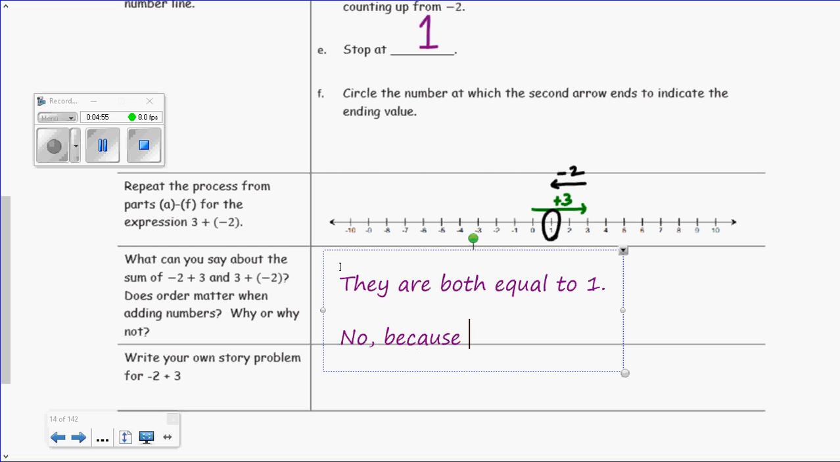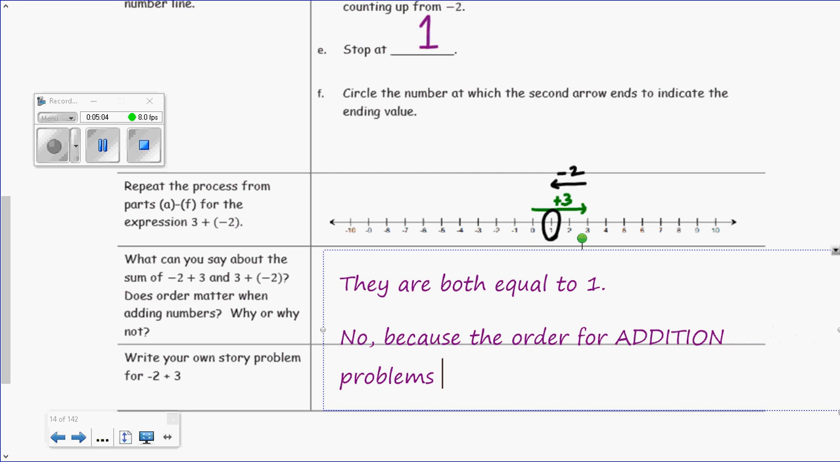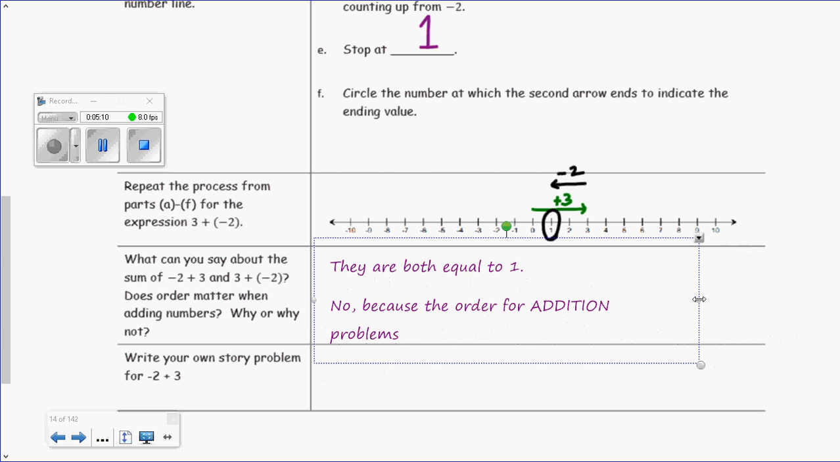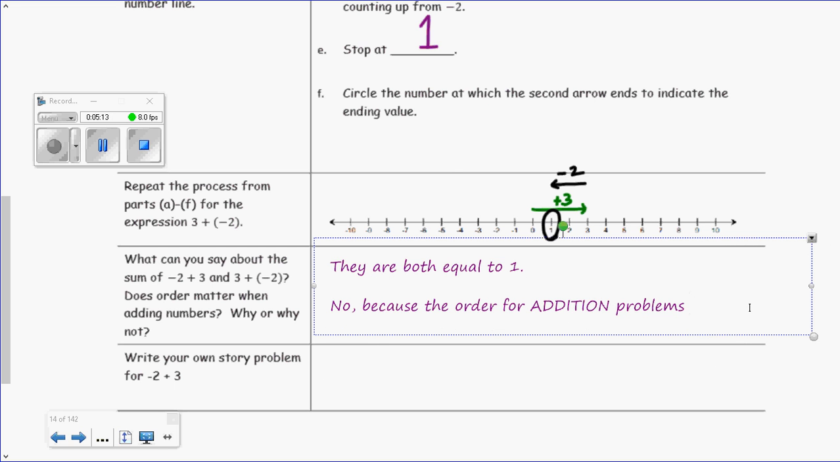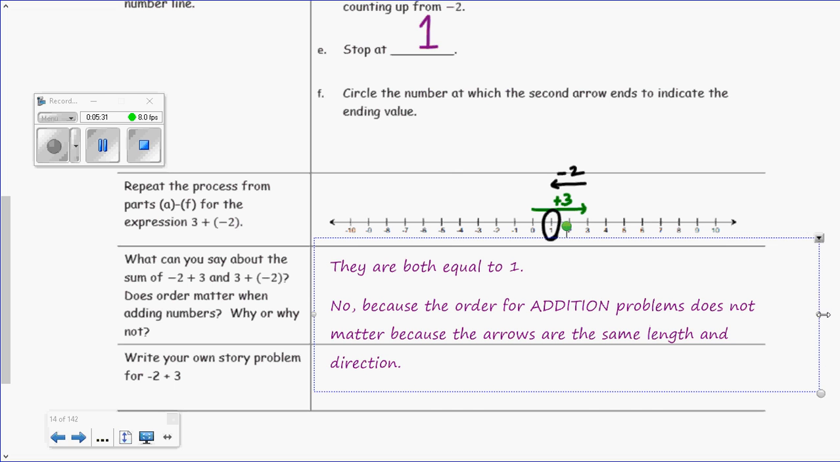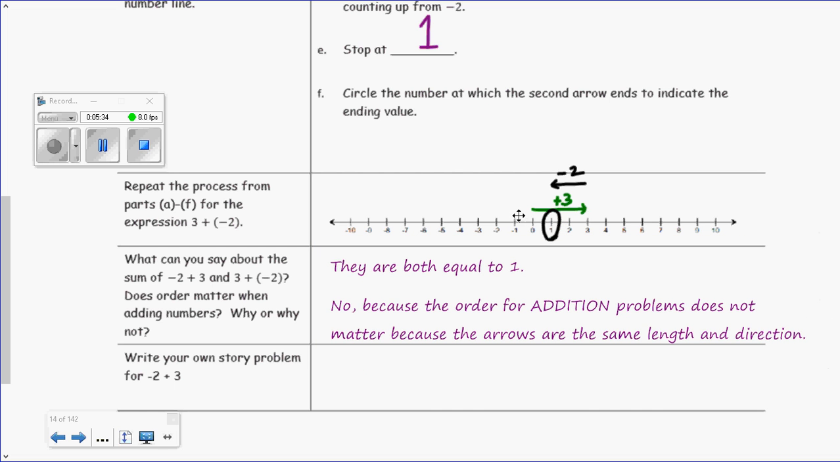No, because the order for addition problems does not matter because the arrows are the same length and direction. All that was saying is that if I go 3 to the right and 2 to the left, that's the same as going 2 to the left and 3 to the right. Either way, I end up at positive 1.